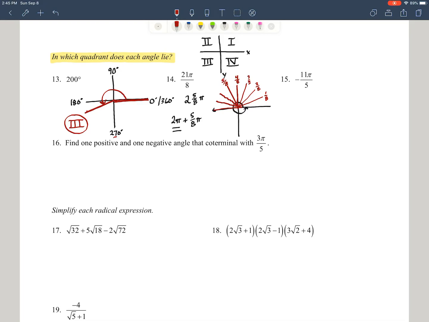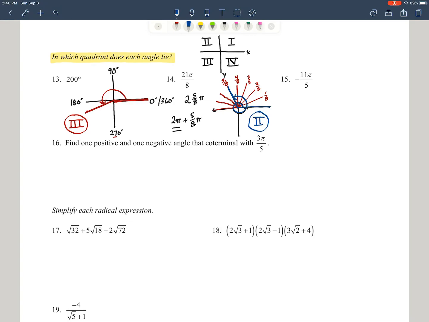So we go all the way around the circle for our 2 pi, and then it would get all the way past into that second quadrant to get our 2 5/8 pi, or 21 pi eighths. So that one should be in quadrant number 2. If you're really stuck and can't figure it out, you can always try to convert it into degrees, and I think that some of us have a better understanding of degrees, and you could look at it that way.